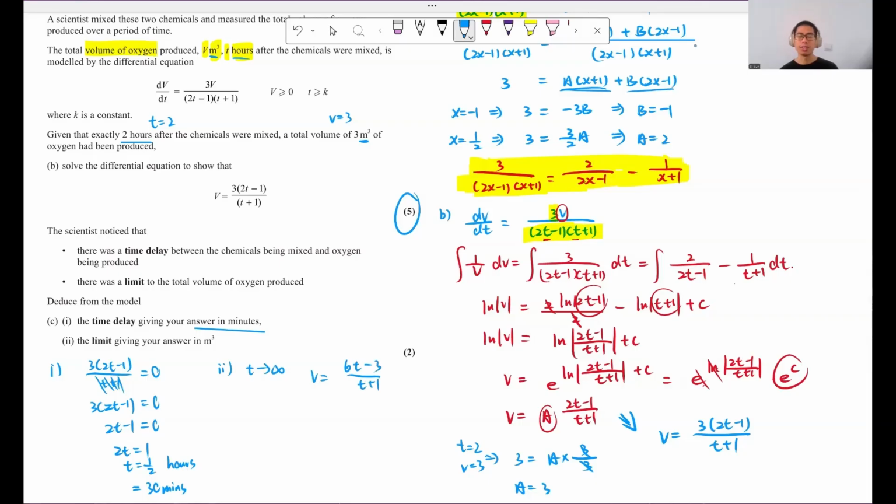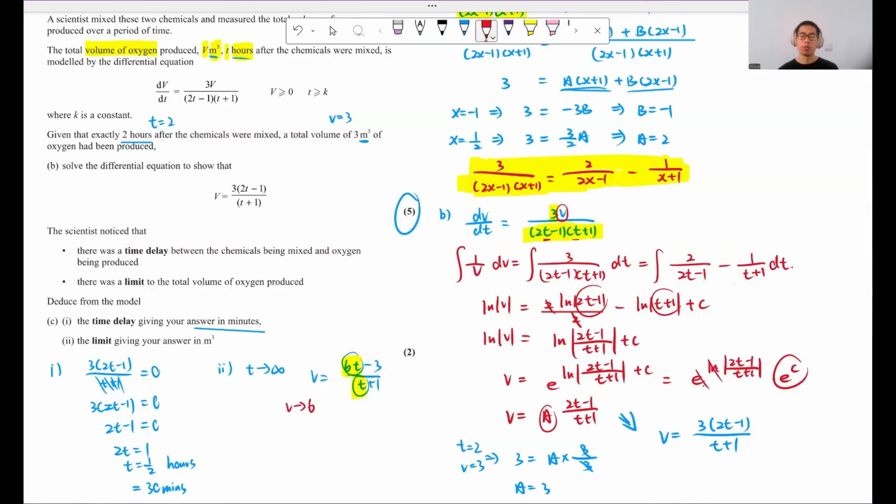So when T becomes infinity, those two T terms will become very, very big compared to negative 3 plus 1. So you only need to look at the T terms and ignore the constant term in this question. So then 6T over T just becomes 6. So when T goes to infinity, V will go to 6. So that would be the limiting value.